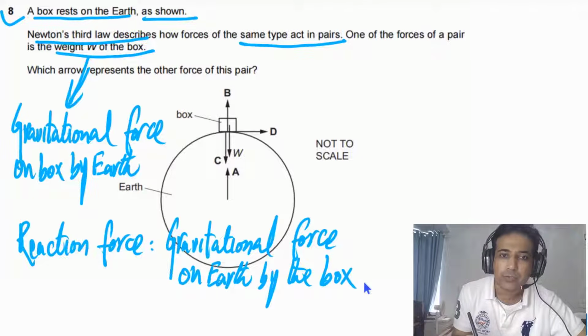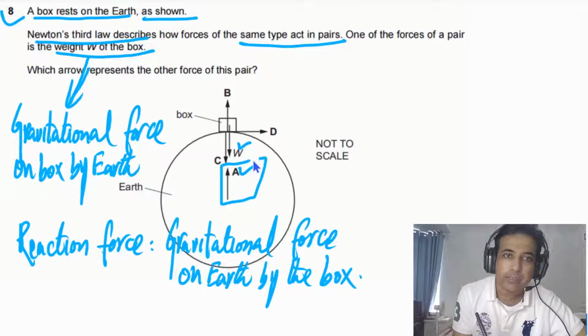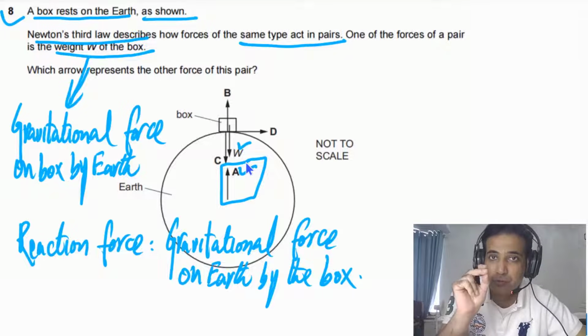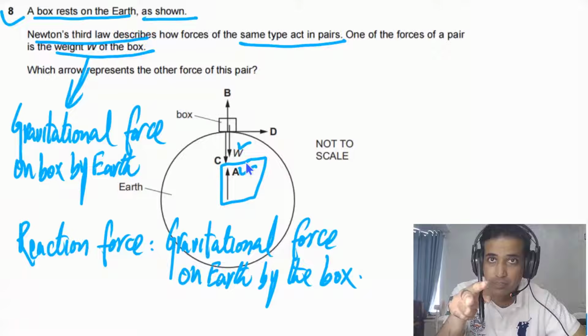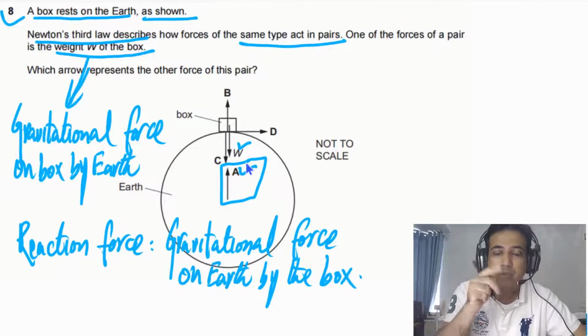So these two forces will form a pair. In this case, W is acting on the box, and A is the force acting on the earth. So these two forces form a pair, and the answer for this question is A. Same type of forces acting on two different objects, same magnitude but opposite in direction.